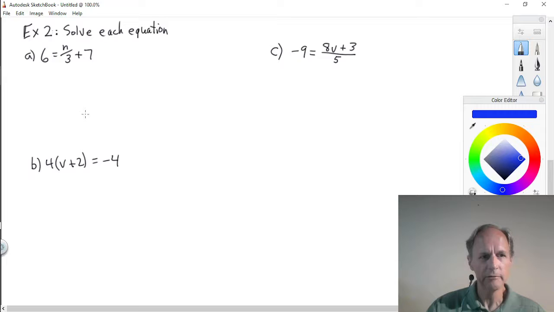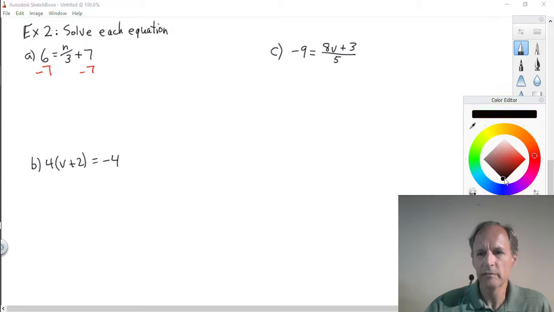We're going to get rid of the 7. So we are going to subtract 7 from both sides. So here we go. Doing the same thing to both sides. You're assured the next equation will be equivalent. It will have the same solutions as the original equation. We get a -1 here, n over 3 there.